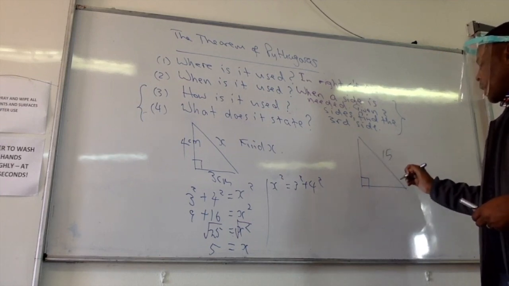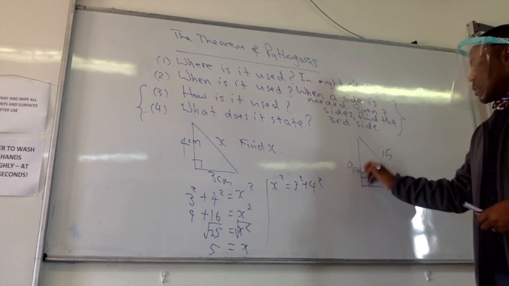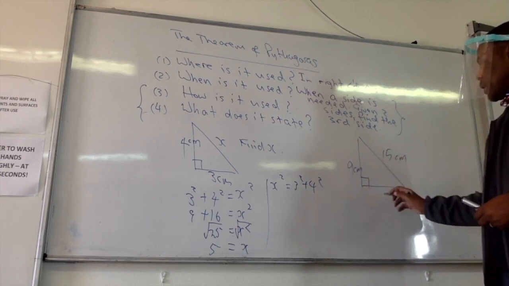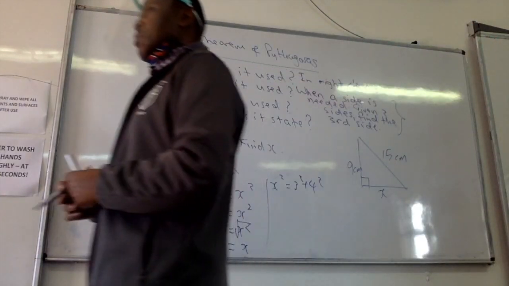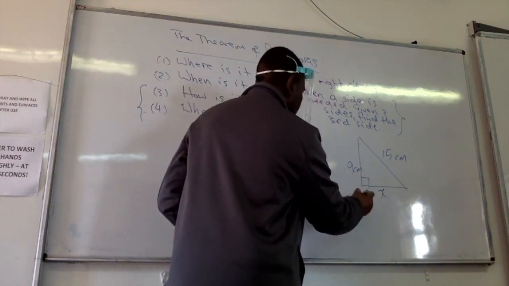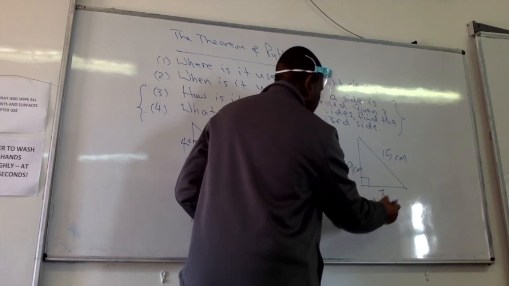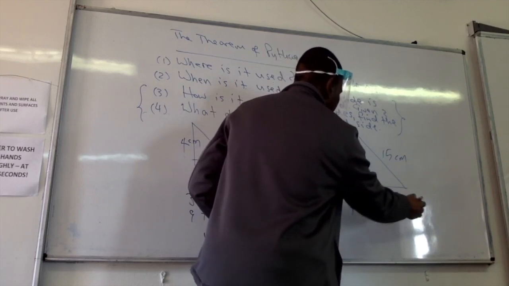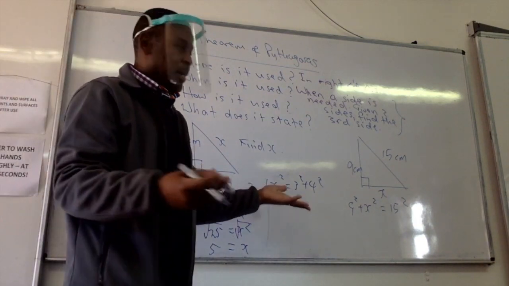At times you get something like this. Like you know the hypotenuse this time, and maybe this is 9, let's say centimeters. I want us to find x. Right, give me the equation. Okay, so 9 squared plus x squared is equal to 15 squared, right? Like that. You can square the 9 and the 15 now if you want.